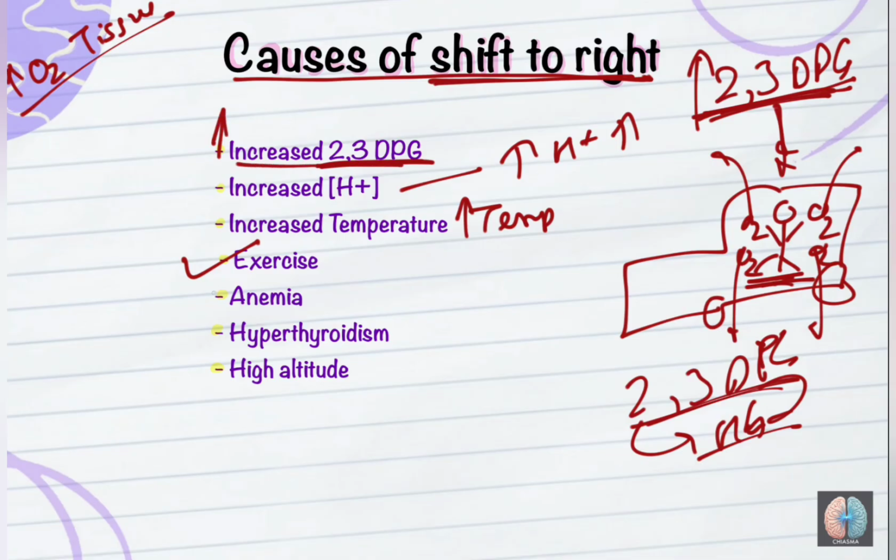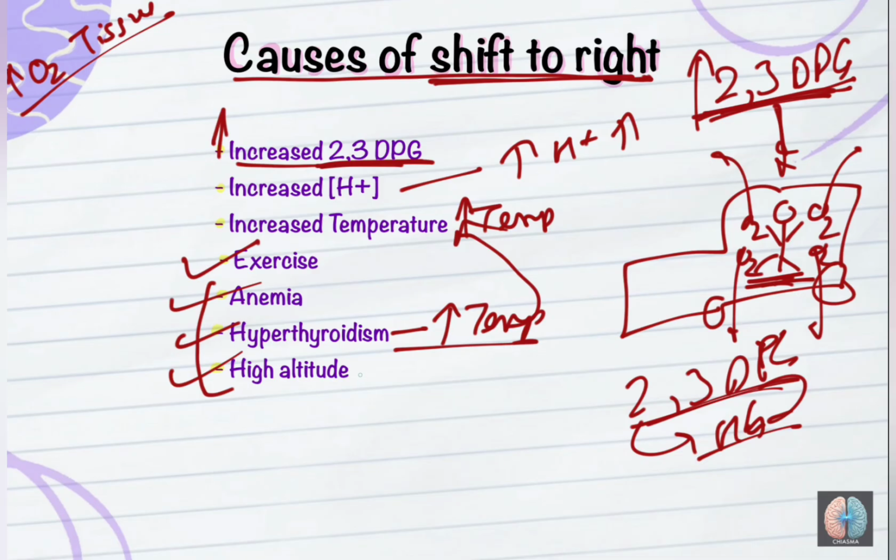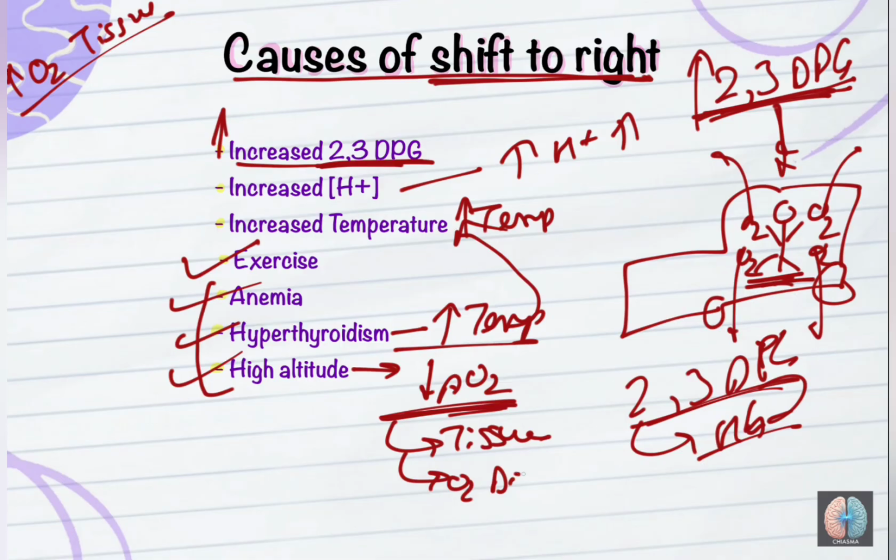And now there are some conditions like anemia, hyperthyroidism, high altitude. In hyperthyroidism, temperature increases in the body because the basal metabolism increases. So increased temperature again explains this. During high altitude, the partial pressure of oxygen is low. So the low partial pressure of oxygen occurs at the level of tissues, which is where oxygen dissociates from hemoglobin. We know that at the level of lungs, partial pressure of oxygen is high, high PaO₂.